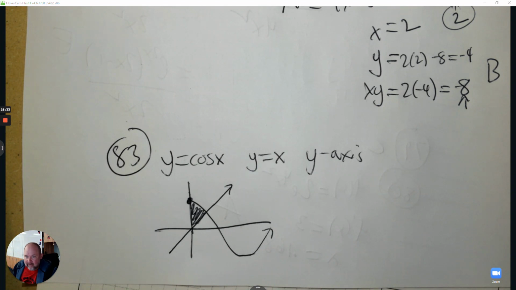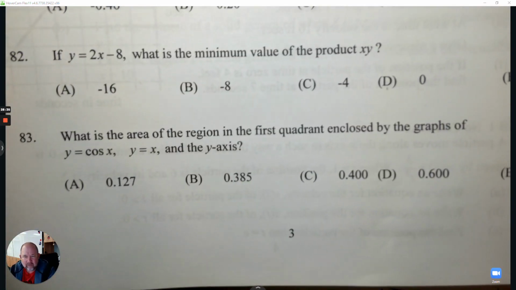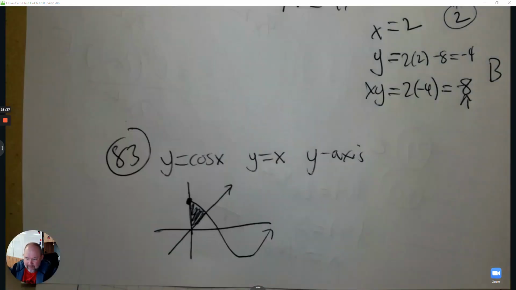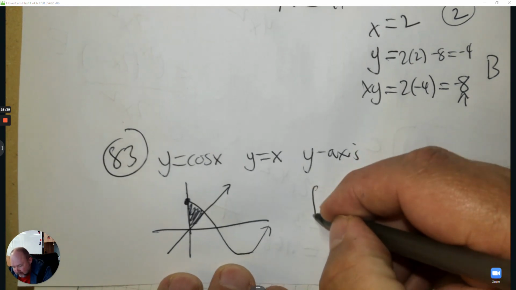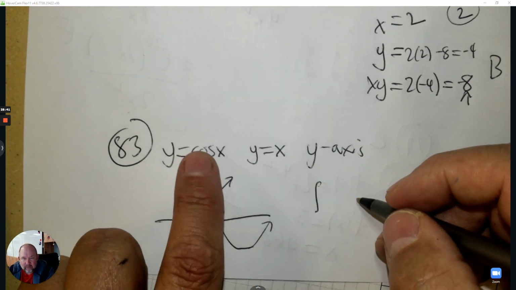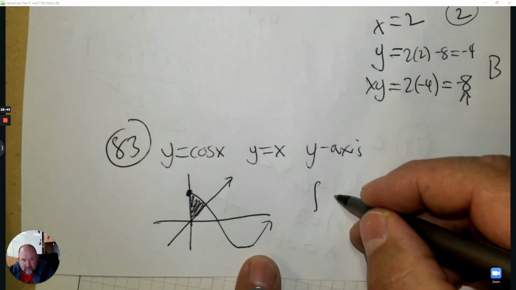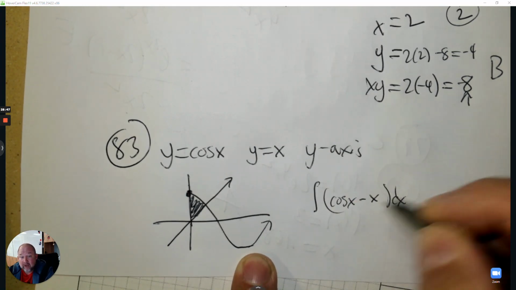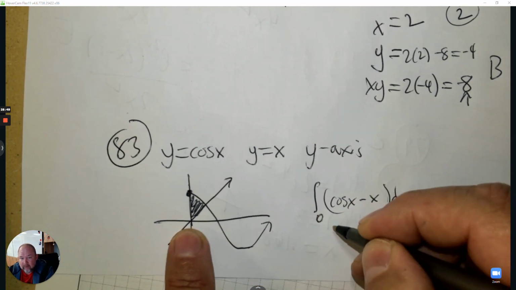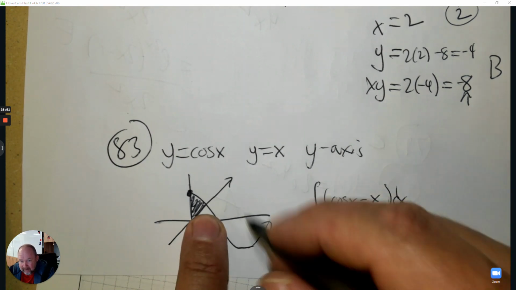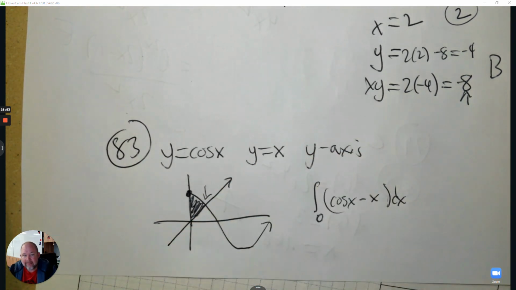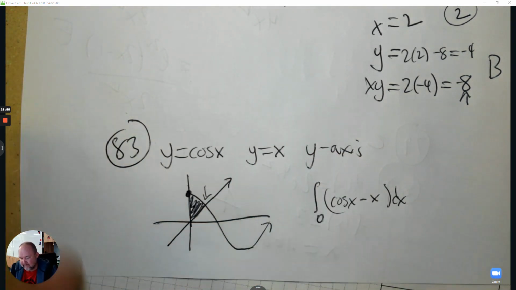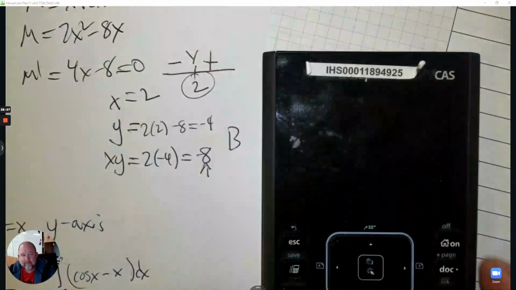So I can tell it's a calculator question. Why? Because all the answer choices are ugly, right? So I know it's an integration question. I know it's top subtract bottom. So it's cosine subtract x. That's top subtract bottom. What I don't know are the limits. I know the left limit is 0, but I don't know this one. So I need to take my calculator and see if we can do it.